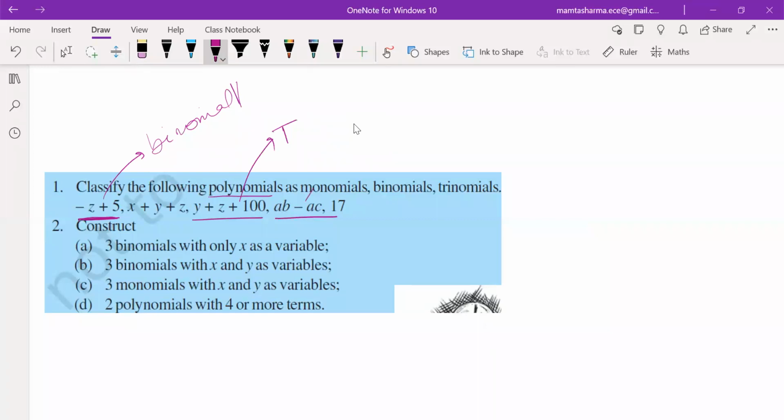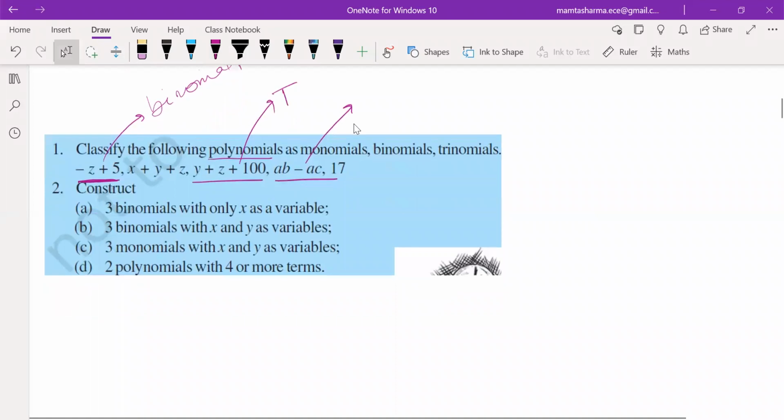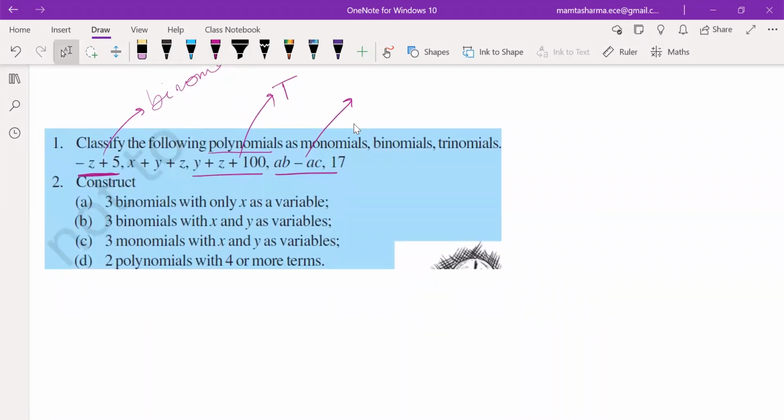Harshita. Manideep left out. Harshita, you're on mute. Harshita.